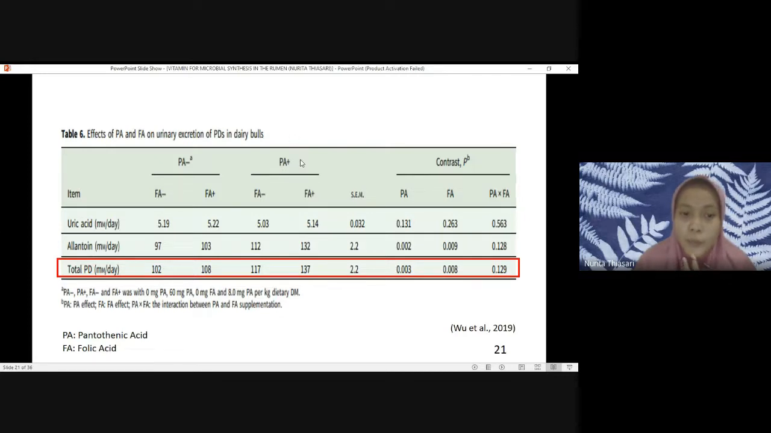And then here, with the addition of pantothenic acid but without the addition of folic acid, the total PD is 117, and then it increased with the addition of folic acid to 137.